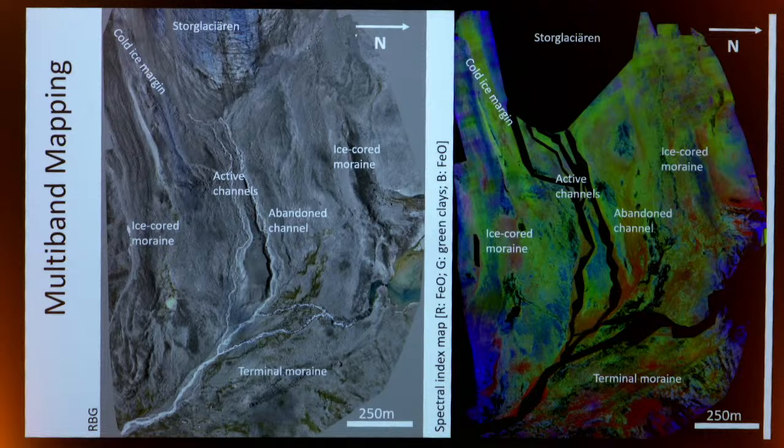Storglaciaren is at the top of the image. You can see the cold margins, a couple of active channels. We've got an ice-cored moraine on the left that actually makes a nice rock glacier. And on the right, we've done a few... we're working with all of 4 bands here, so go with me.